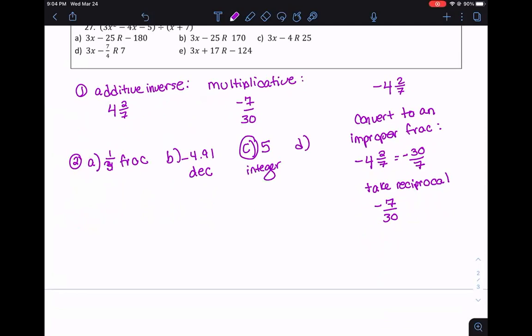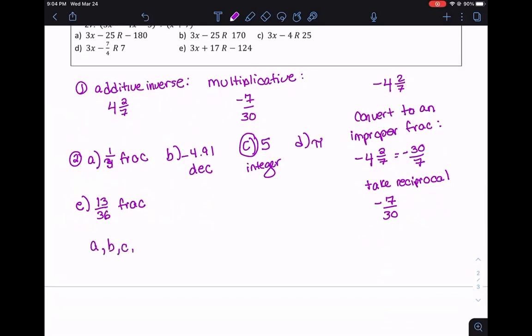Letter D is pi. We already know this is not an integer. It's irrational, 3.14 forever and ever. And E is 13 over 36, which is a fraction. I'm going to add a little bit to this because I really like you guys. A, B, C, and E are all considered rational. D is considered irrational. I'm just going to let you write that down.